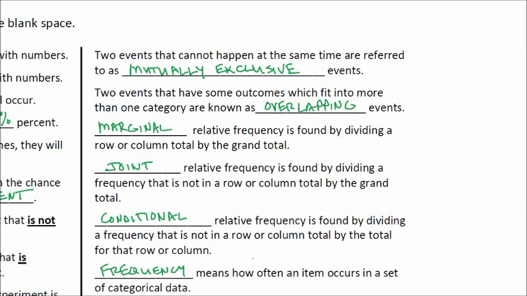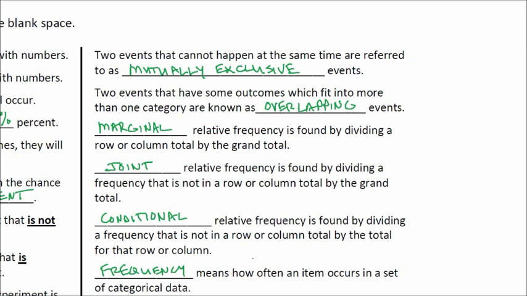Two events that cannot happen at the same time are referred to as mutually exclusive events. Two things that can't happen at once. Like if I told you that you're going to roll a die, what is the probability that that one roll will land on a 1 and a 2? It can't happen at the same time because they are mutually exclusive.